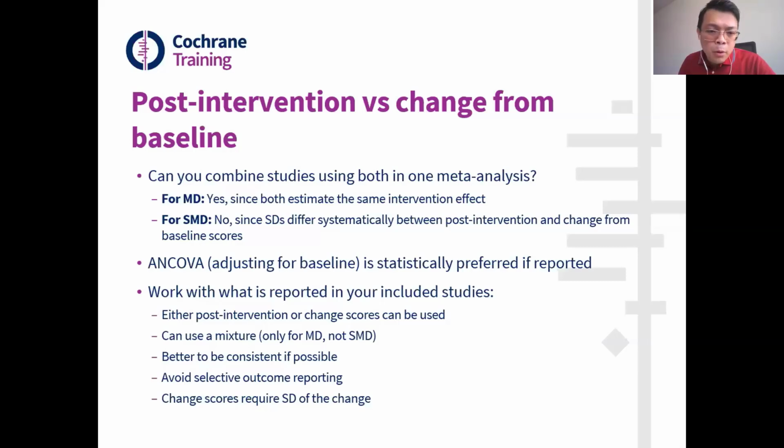Some studies would report the ANCOVA results, the analysis of covariance results, which adjust for baseline. And this is actually statistically preferred. So we can combine this with other studies using the generic inverse variance method. In practice, we work with what is reported in the studies. We work with what is available. So again, we can use either post-intervention or change scores. We can use a mixture of the two for mean difference, but not for standardized mean difference.